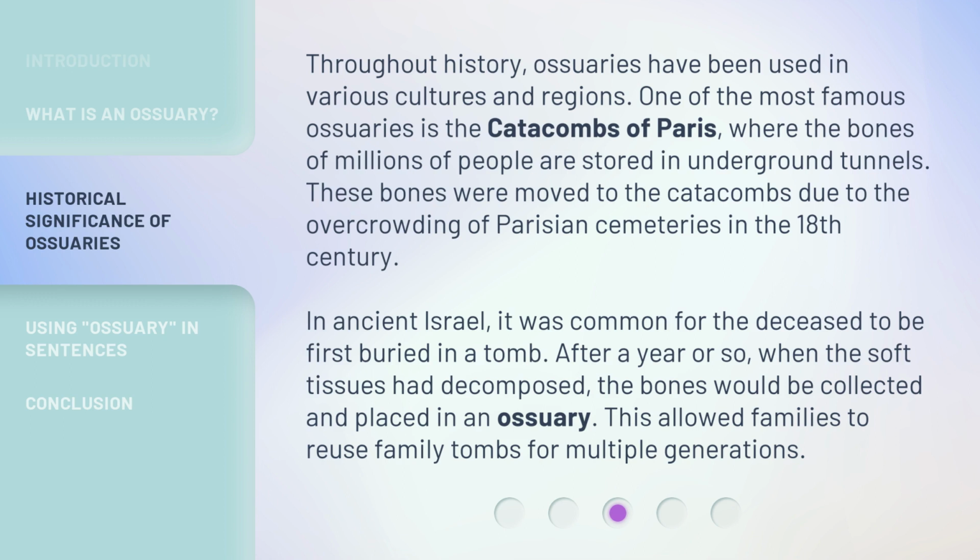century. In ancient Israel, it was common for the deceased to be first buried in a tomb. After a year or so, when the soft tissues had decomposed, the bones would be collected and placed in an ossuary. This allowed families to reuse family tombs for multiple generations.